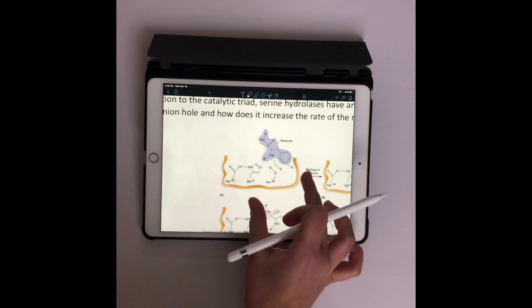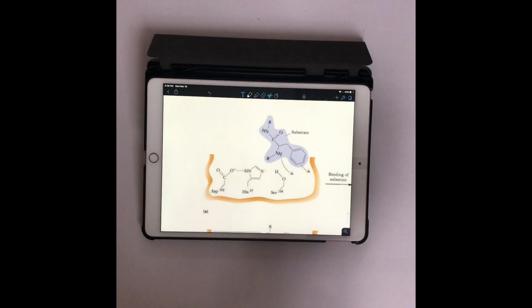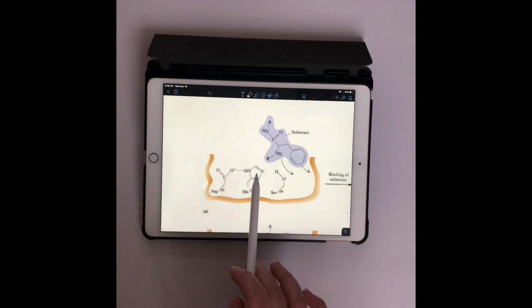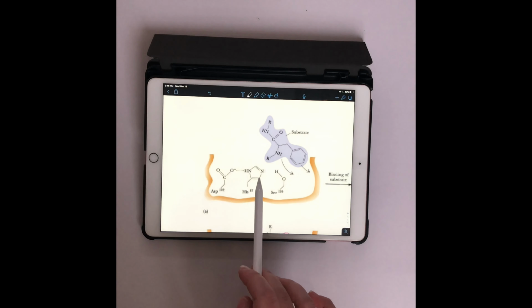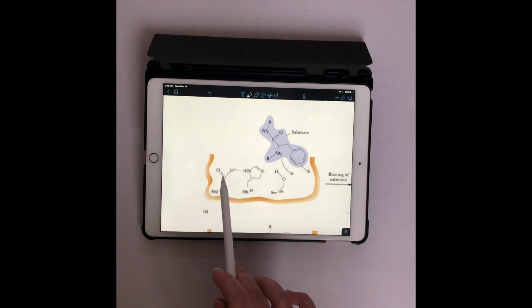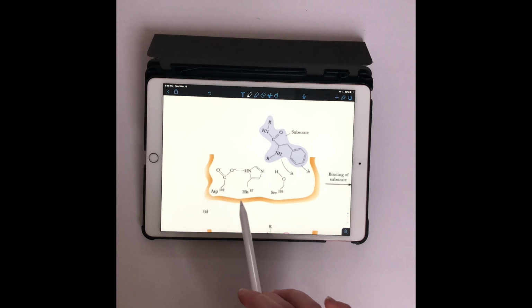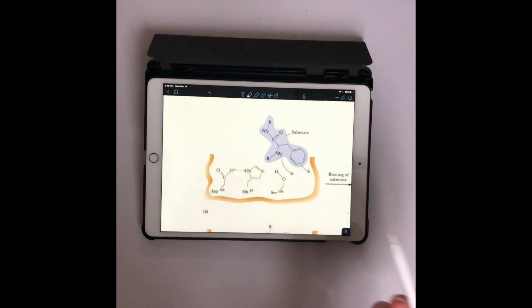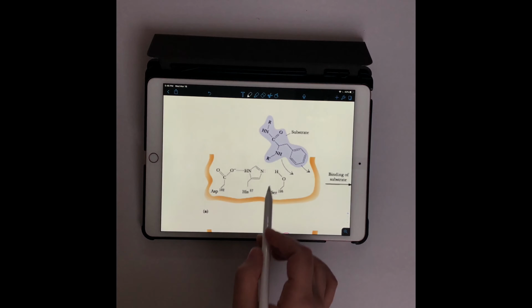So I'll start here. Hopefully this isn't too blurry. So the first step that occurs is this hydrogen bonding between this aspartic acid and the histidine here. So overall, the aspartic acid will stabilize this histidine more, which therefore increases the pKa of the histidine.